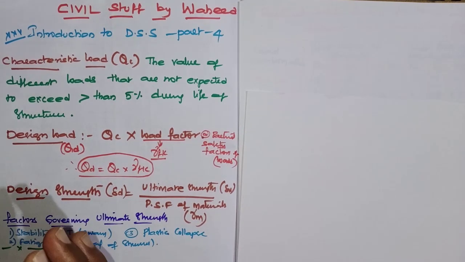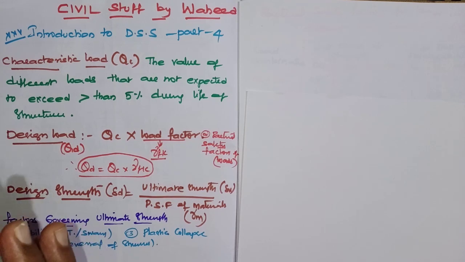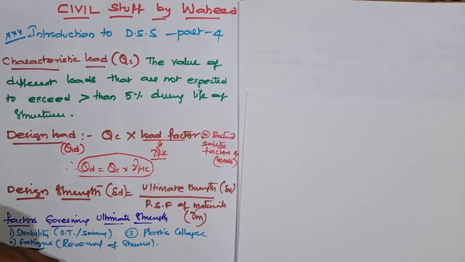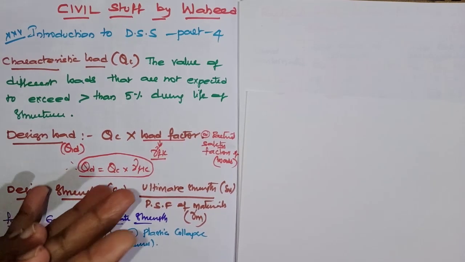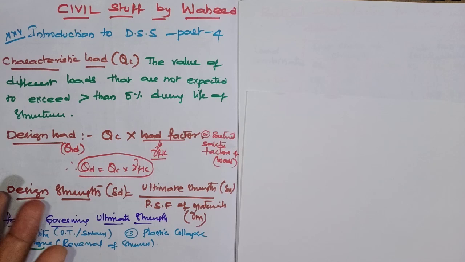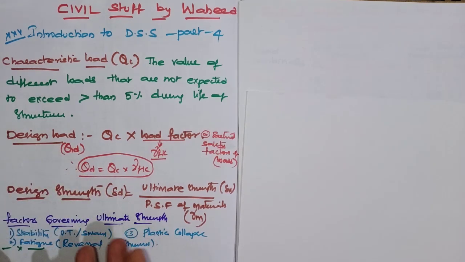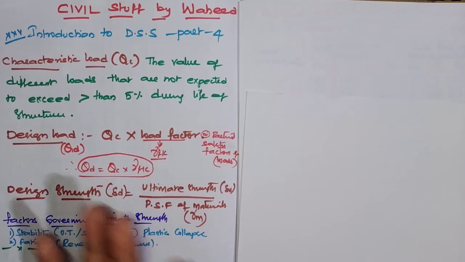And now, what are the factors which are governing the ultimate strength of a structure? The main factors which are governing are its stability, its fatigue and plastic collapse. Coming to the stability, the structure should be checked for stability with respect to overturning and sliding, that is, sway action you are supposed to check.